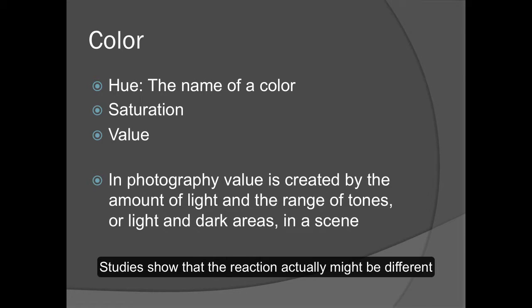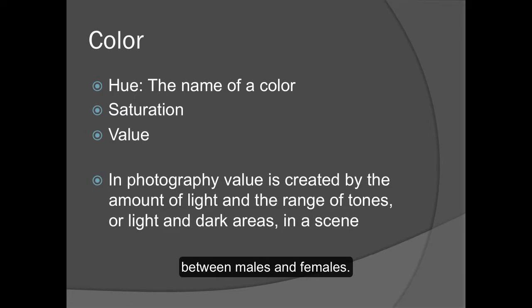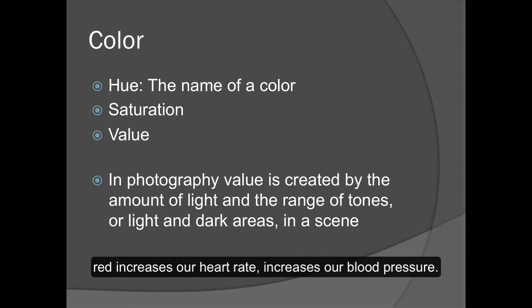Studies show that the reaction actually might be different between males and females. But we do know, and studies show us, that color does affect us emotionally. So different colors evoke different emotions, and color does have the capacity to affect the human nervous system. For instance, we know studies have shown that red increases our heart rate, increases our blood pressure.